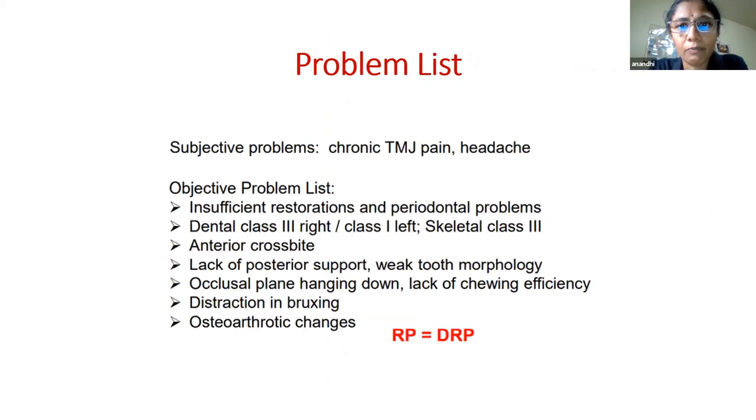Usually when you are restoring, you want to restore in a CR. That's what we are taught, right? We don't restore in the CR if the CR is not in the right position. So that's the deranged RP, meaning they are not in the right position. So we unload the joint, put the joint in a position where the joint can adapt and get better.